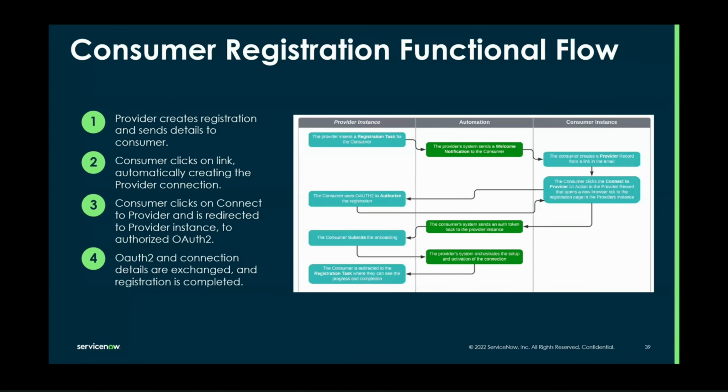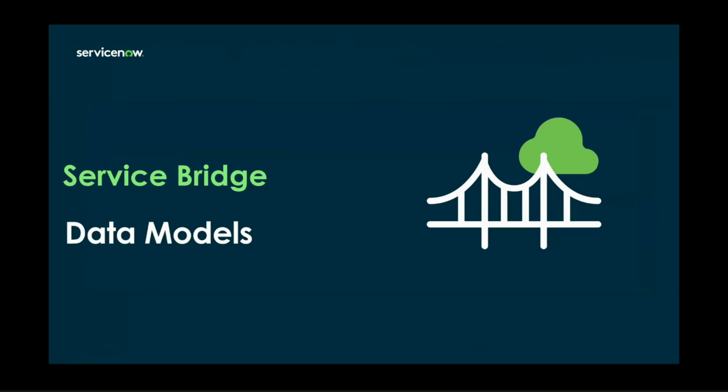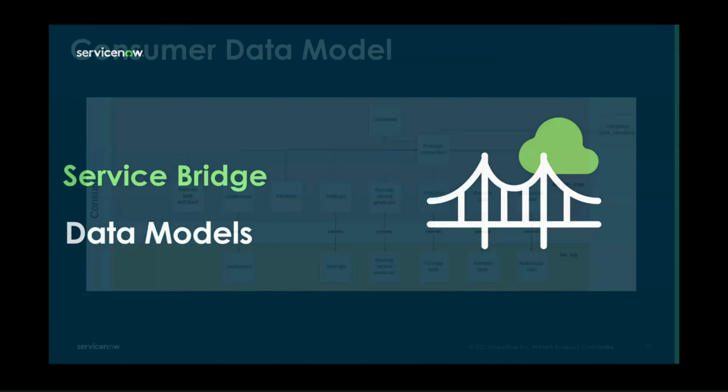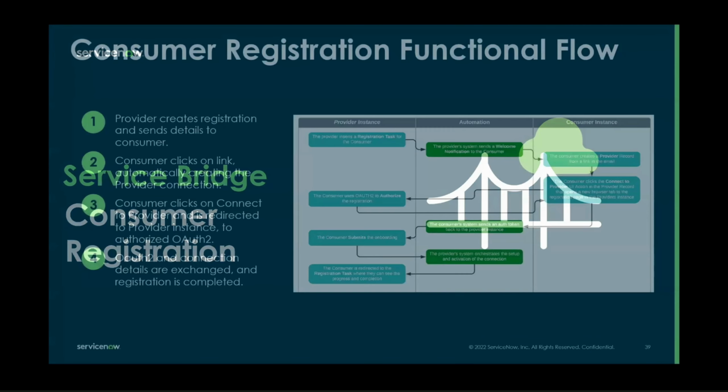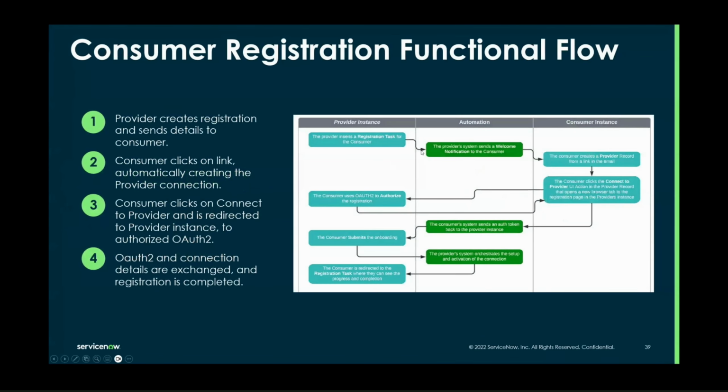Now, the next thing we want to go over is the functional flow of the consumer registration. We went through and did the registration earlier, and we saw the link that's sent out, then the redirect, and I just want to walk through what this looks like from a functional flow side. On the provider side, you create that registration task, and the notification gets sent out to the consumer.